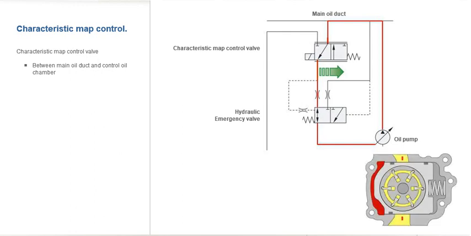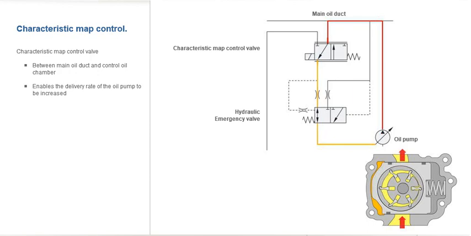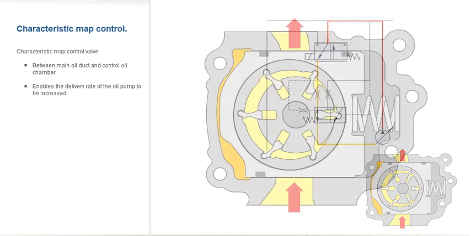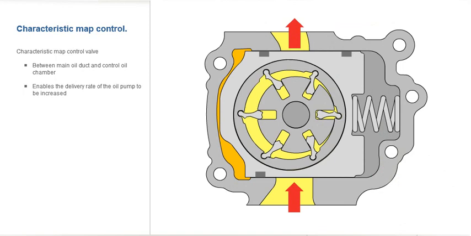The characteristic map control valve connects the pressure from the main oil duct through to the control oil chamber in the oil pump. The characteristic map control valve can also reduce the pressure in the control oil chamber and therefore increase the delivery rate of the oil pump independently of the pressure in the main oil duct. This, however, does not save fuel, and this is ultimately the reason why the characteristic map control oil pump was introduced.